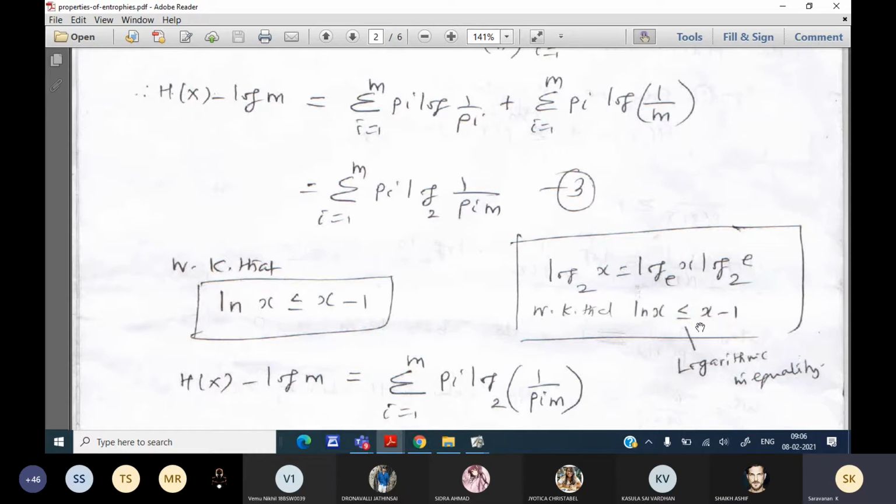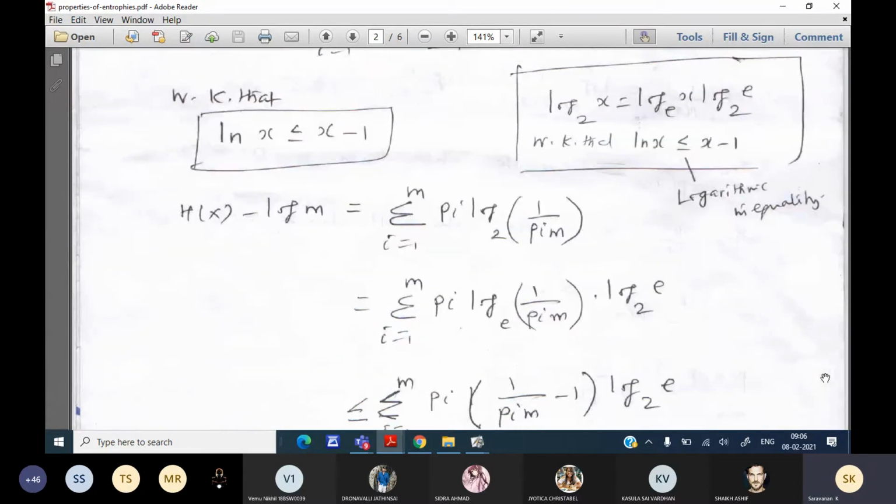So when I do this, what is my x value? It is nothing but 1 by pi m, right? So when I write this, I am getting this expression. First I am going to replace this base 2. Log x base 2 can be written as log x base e into log e base 2. So I am writing that. Log 1 by pi m base 2 can be written as log 1 by pi m base e into log e base 2.